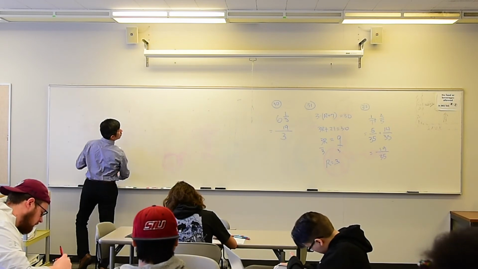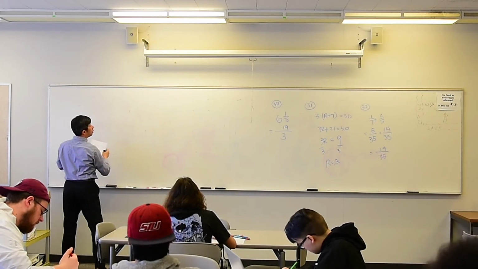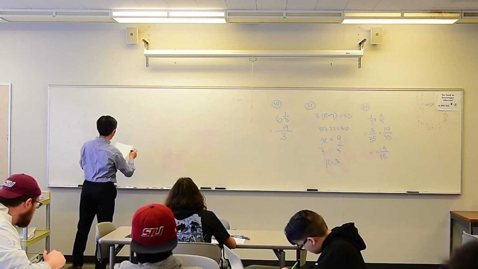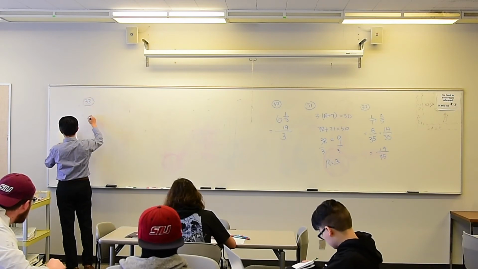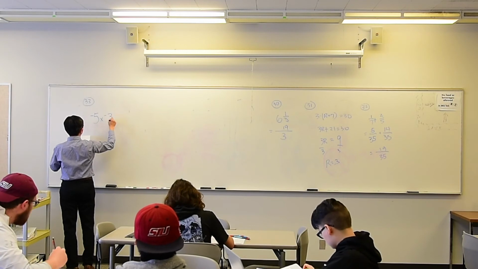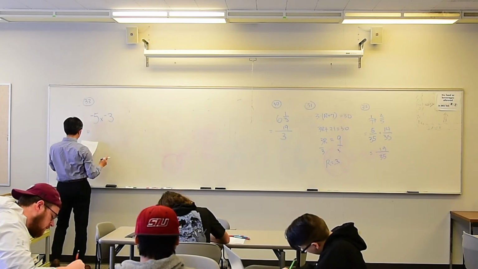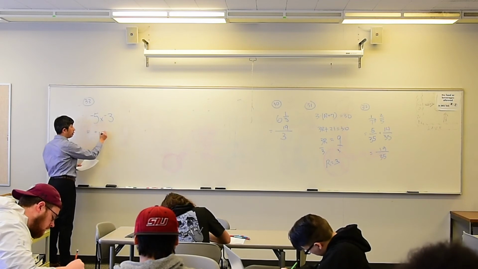Now, 33. 33 actually is integer operation. Negative times a negative equals a positive, right? So therefore, this is a positive 15.